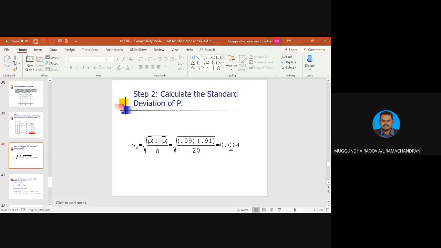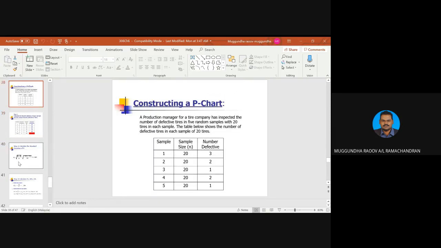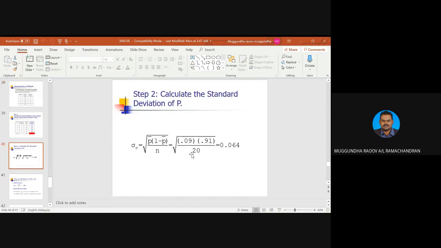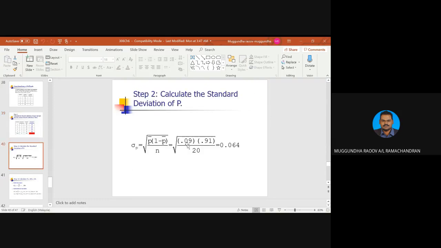Now this is the formula to find the standard deviation for P: the square root of P prime times 1 minus P prime, over N. Our sample size is very clear in the question, it is 20, so your N will be 20. Your P is 0.09, so automatically 1 minus P will be 0.91. This is how we calculate the standard deviation for the P chart.